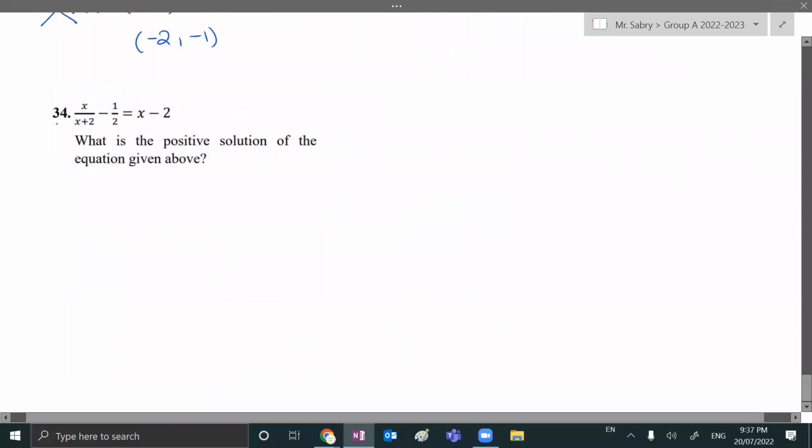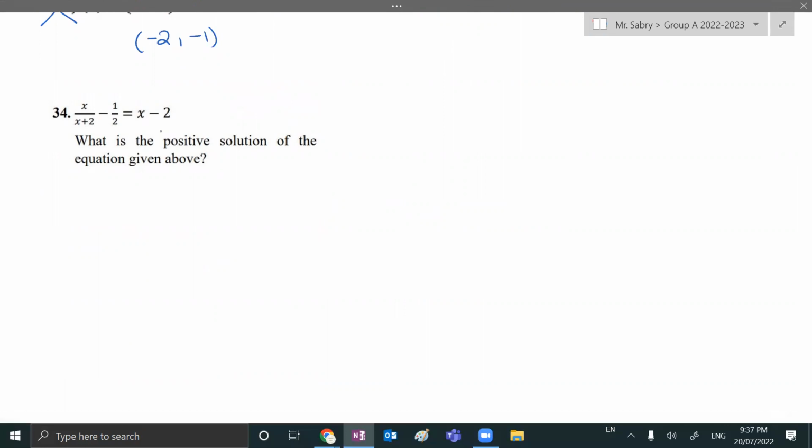So how do we solve this? First of all, the easiest way to do this is to make sure that the x's are on one side and the numbers on the other side. It works either way. It works with lots of different ways, but that's one of the ways.